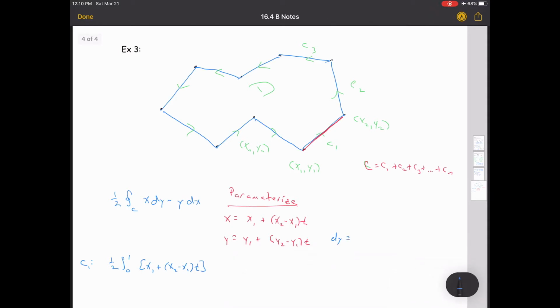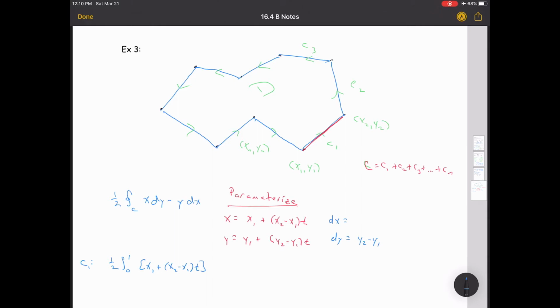So dy is going to be the derivative of this. Well, y1 is a constant, so that's gone. y2 minus y1 is also a constant in front of t, so the derivative of that is just going to be y2 minus y1. It's just like having a 5 in front of the t. The derivative of 5t would be 5, so the derivative here is y2 minus y1. The same idea with the dx part.